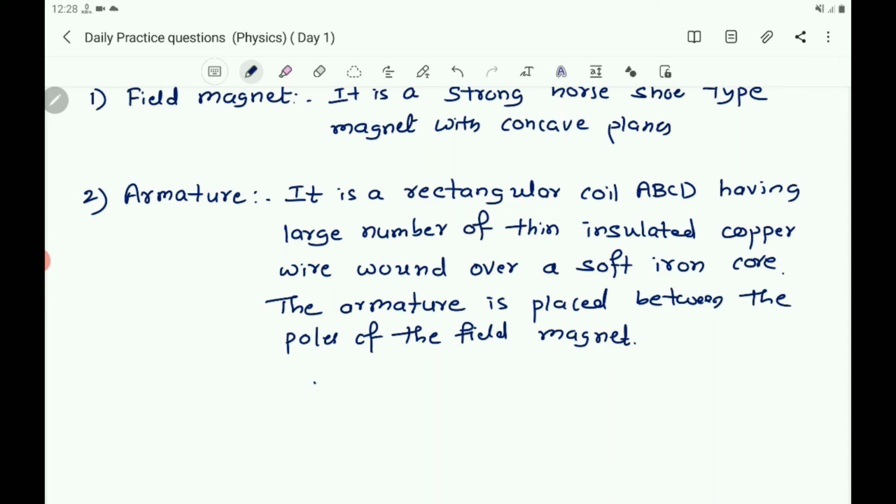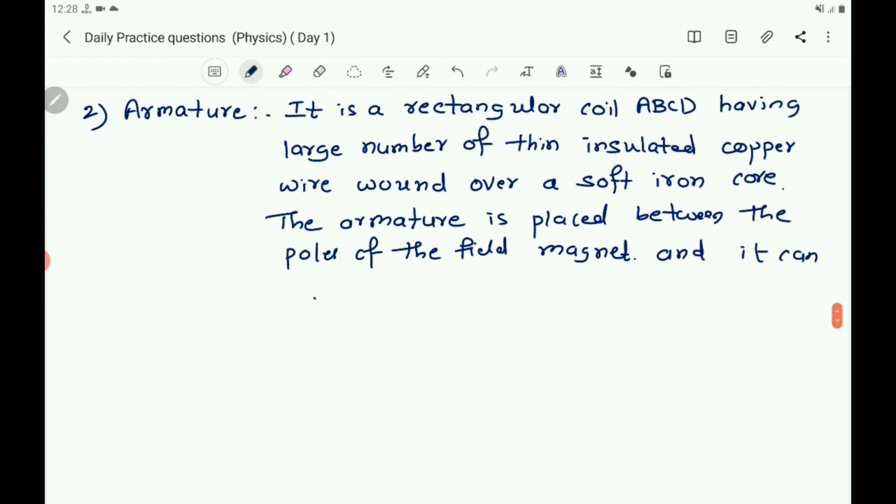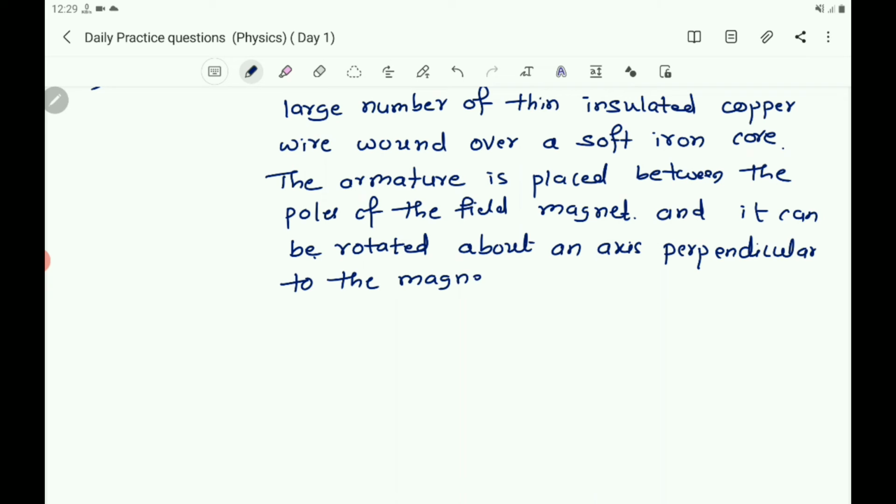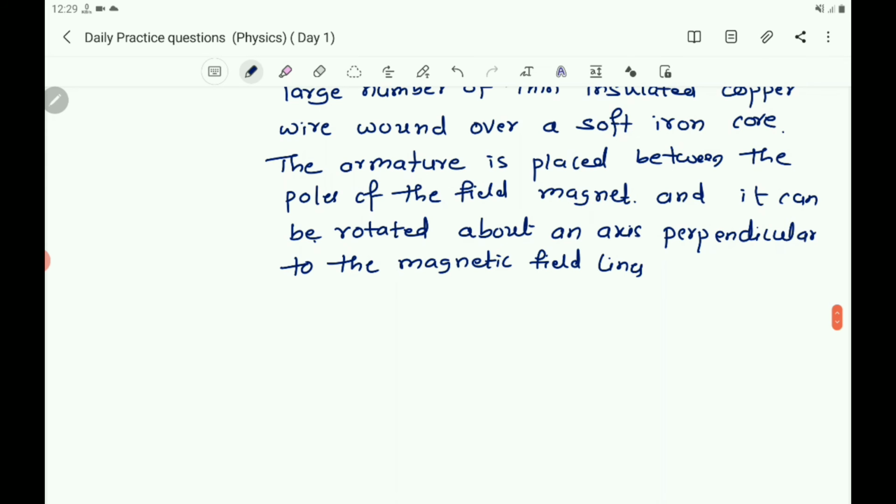And it can be rotated about an axis perpendicular to the magnetic field lines.